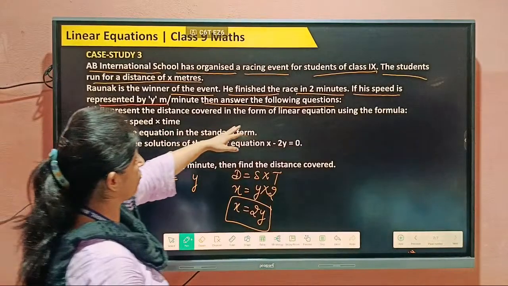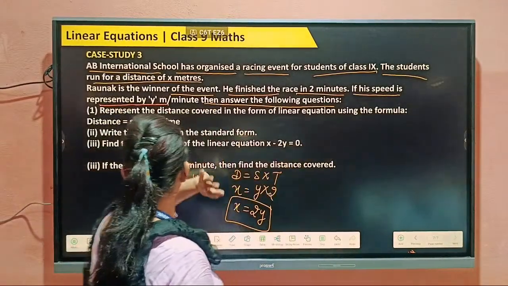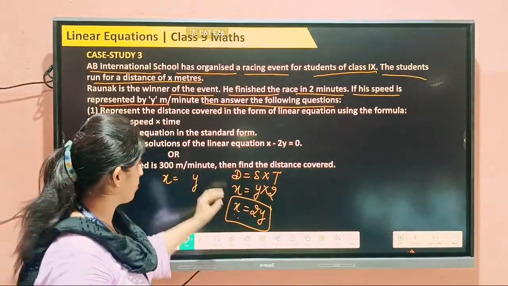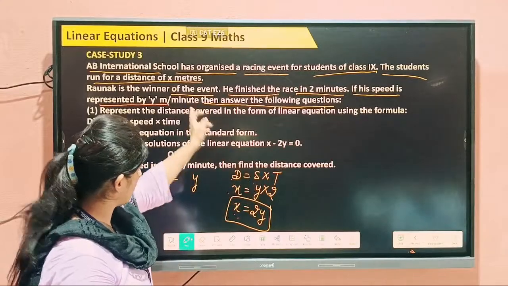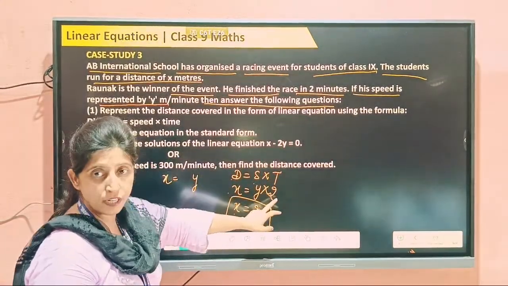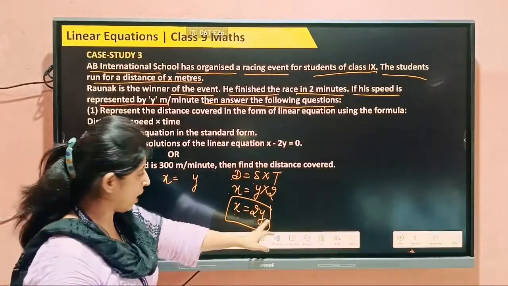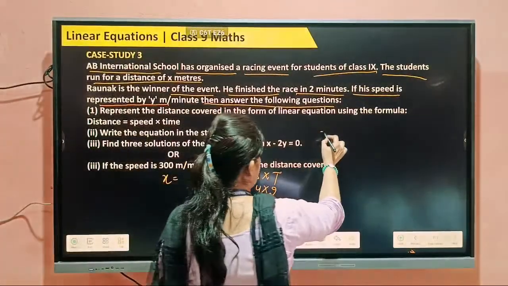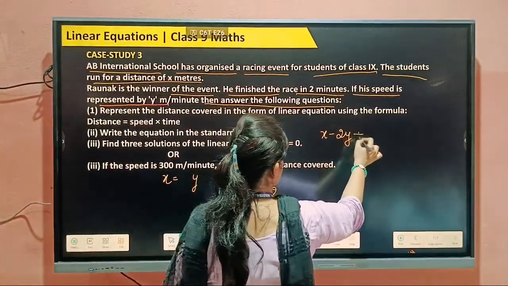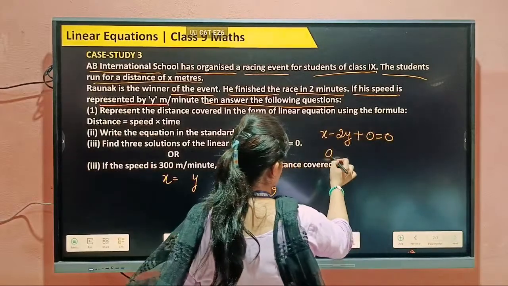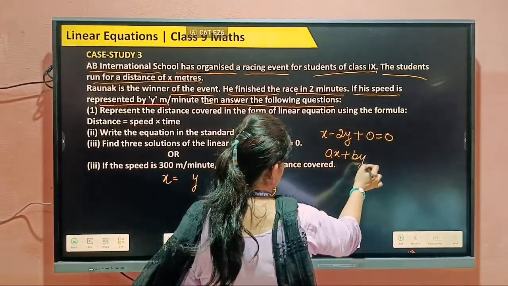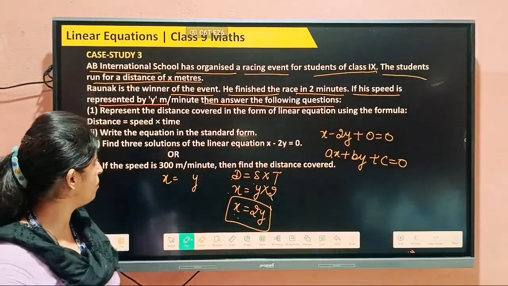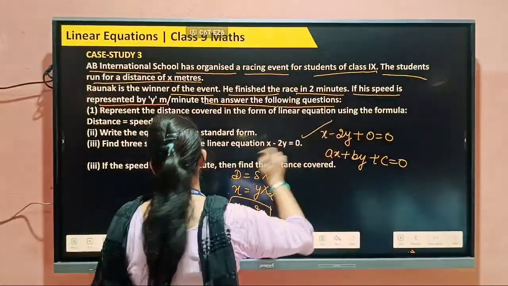Represent this distance covered as a linear equation using the formula distance is equal to speed into time. So it will become x is equal to 2y, because distance is x, speed is y, and time is given, 2 minutes. This is our linear equation. Write this equation in the standard form. How will we write? x minus 2y plus 0 is equal to 0, because the standard form of the equation is ax plus by plus c is equal to 0. So this is our standard form now.